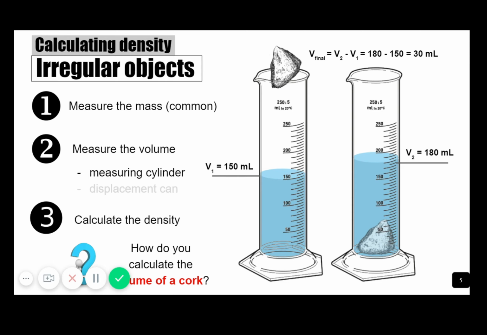And how do we calculate it? Assuming that your final volume is 180 and your initial volume is 150, you take the final minus the initial to give you the volume of the irregular object. In this case, 180 take away 150 will give you 30 mils. So this is a measuring cylinder that we're using to calculate the volume of the irregular object. After calculating the mass and the volume of the irregular object, it's time for you to calculate the density, and you apply that formula.